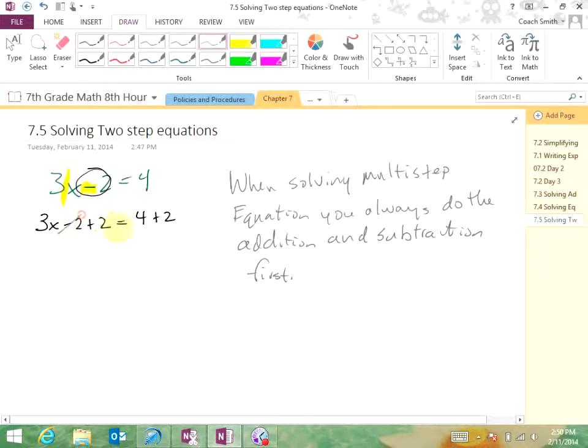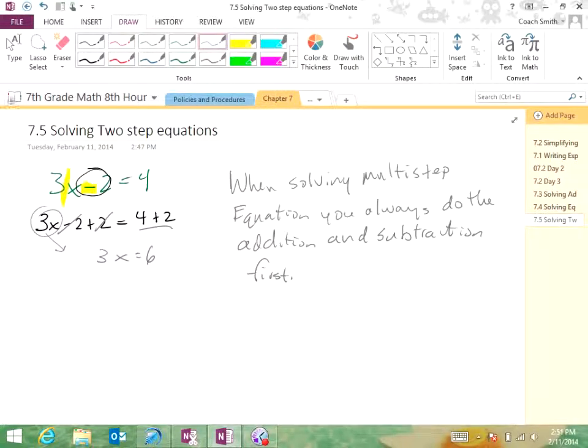Now on this side, the adding 2 and subtracting 2 cancel each other out because they're the inverse of each other. On the other side, we have 4 plus 2, which is what? 6. And so on this side, I have 3x left, so I bring it down. So you're left with 3x equals 6.